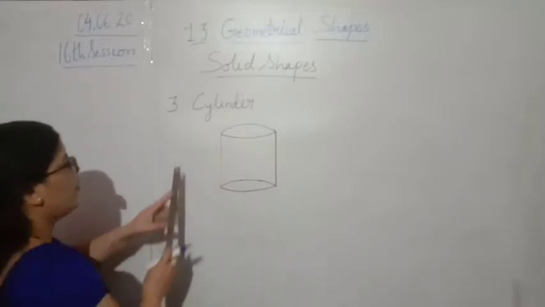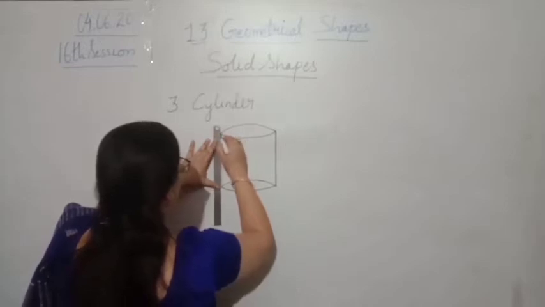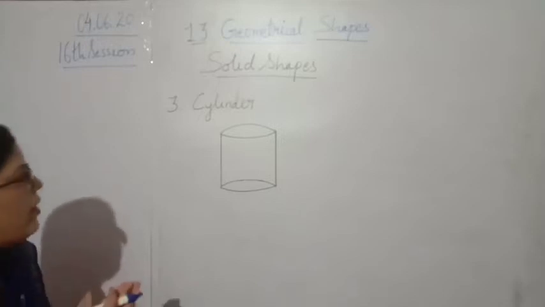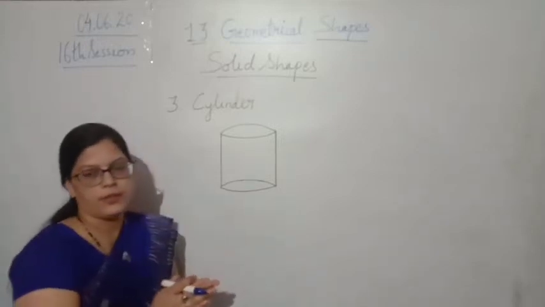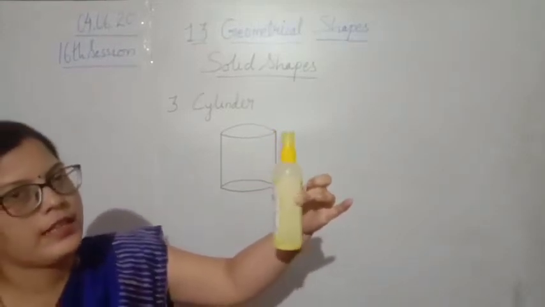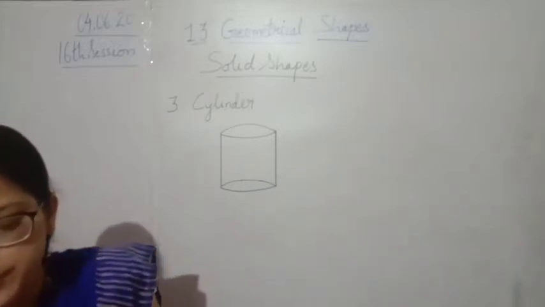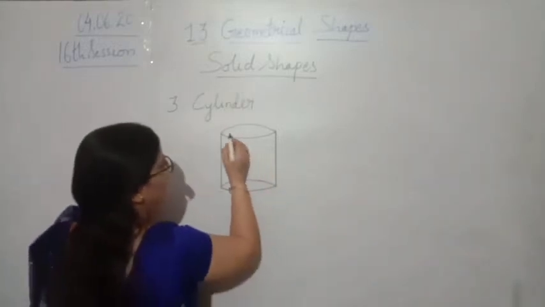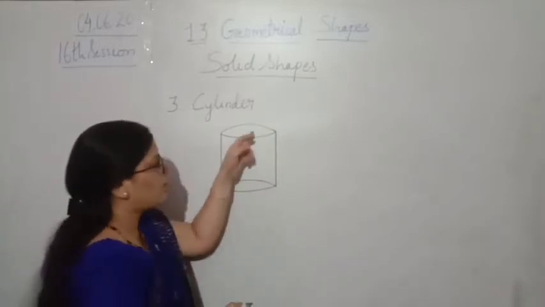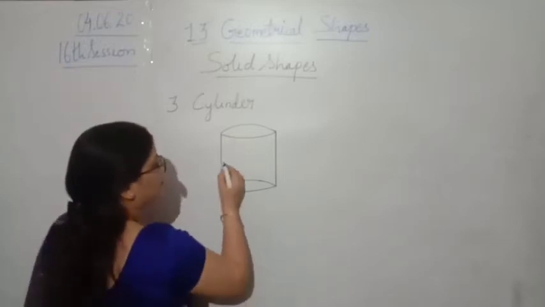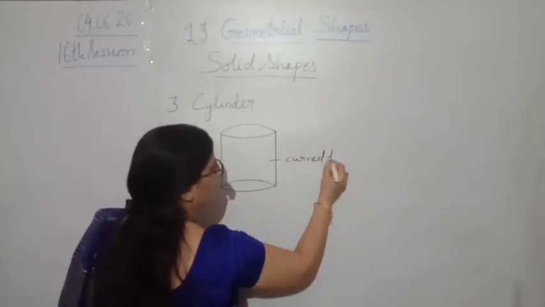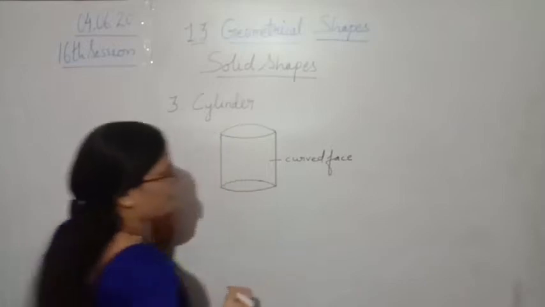So this is the shape of cylinder. This is the cylindrical shape. Now see here. What are the examples of cylindrical shape? Bottle. Bottle is the example of cylindrical shape. See here. In this shape, these two faces are flat, and this portion is the curved face.